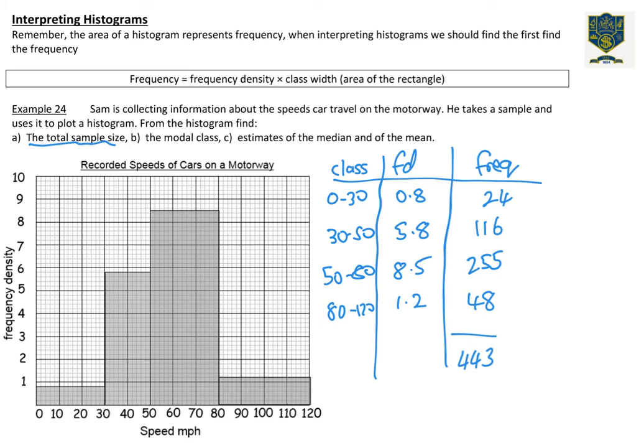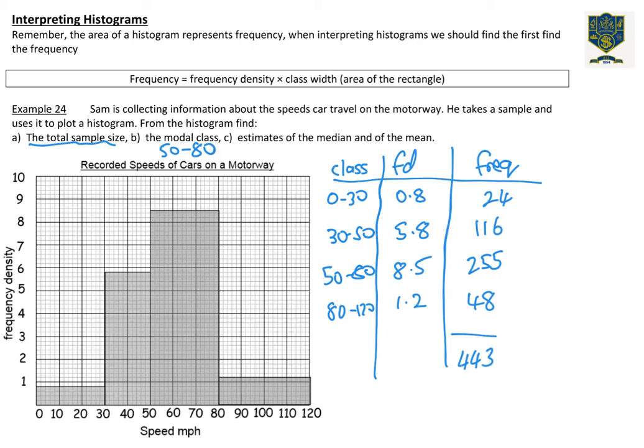The modal class is the one with the highest frequency, and we can see that that's the 50 to 80 group, because it has a frequency of 255.